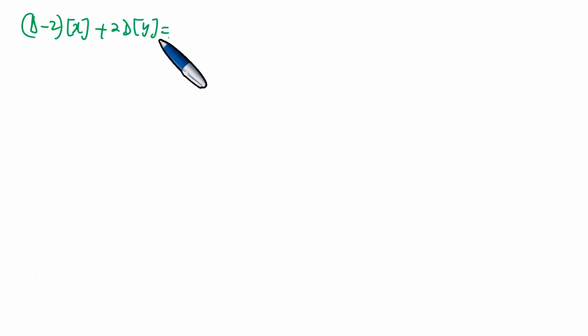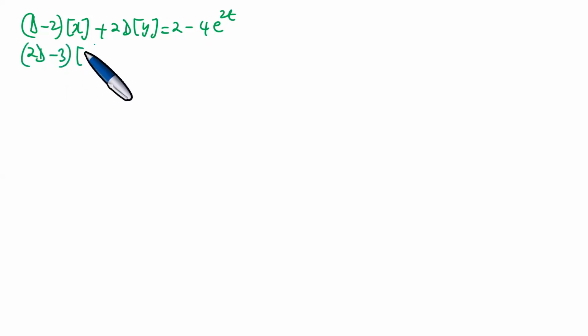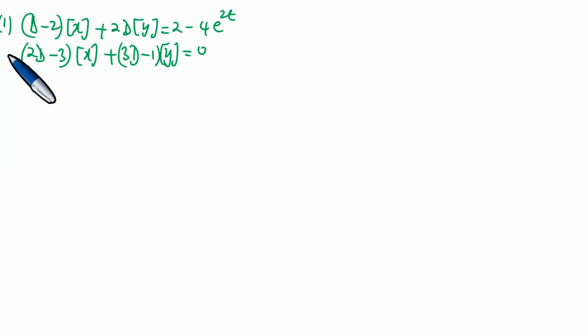I'm going to move to the next slide. We remember from what I've written, we have D minus 2. I'm just writing them here for us to manipulate this particular system of differential equations. We have this, so then we have twice D y, and this is twice minus 4 e to the twice t, and then we have twice D minus 3 acting on x plus 3D minus 1 acting on y, which equals zero. Once again, this is equation one and that remains equation two.